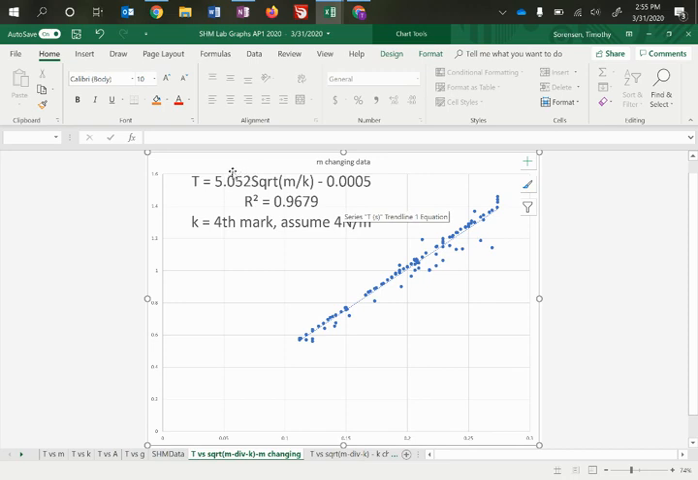However, we would expect the constant out front of the square root of m over K to be 2 pi, and that's clearly not the case. So something is amiss. We also notice, nicely, that the intercept is pretty much zero.